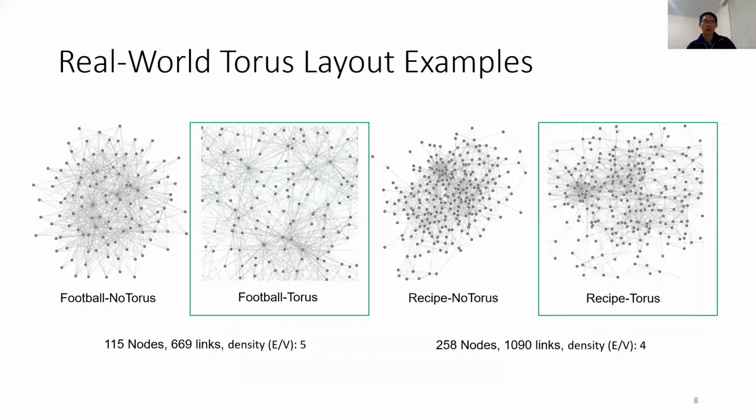In real-world examples, such as football networks, our torus diagram provides a better use of available space and better separation between hub nodes. For recipe networks, our torus diagram makes it easier to find their 3 main clusters in the diagram.